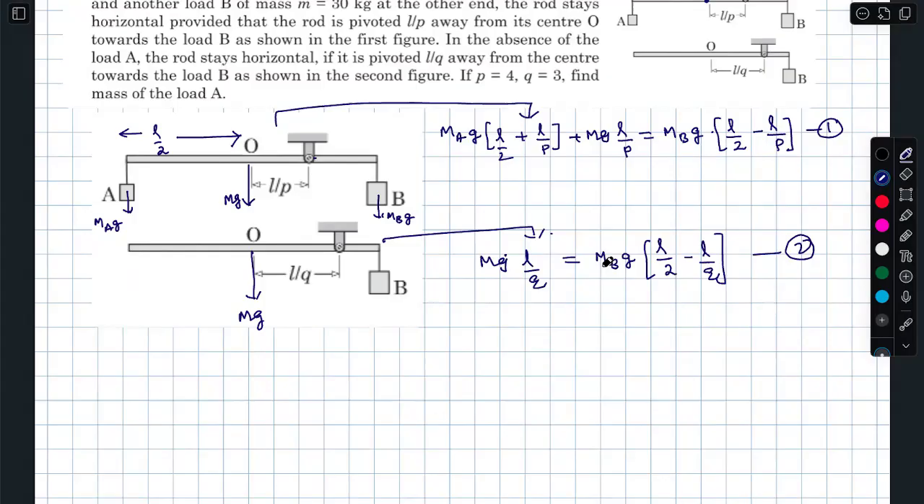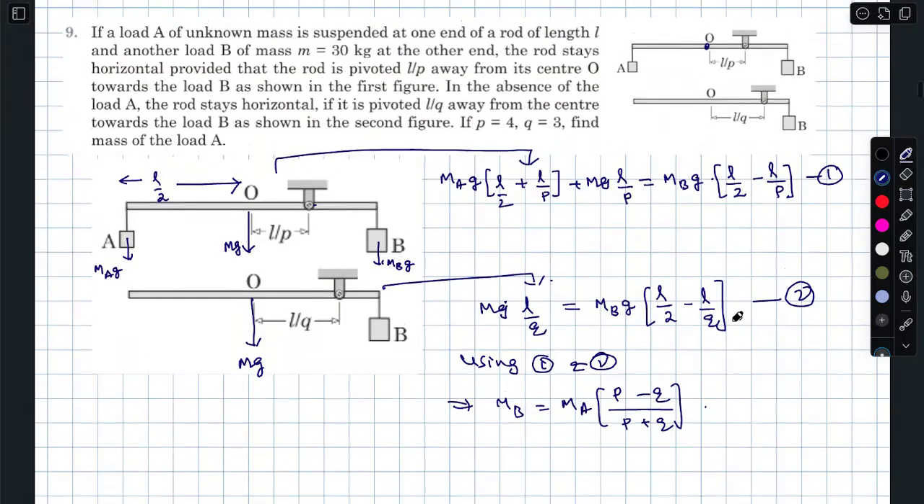Now you can see here, by equation 1 and equation 2, just solve these two equations. The only thing you don't want is the mgL term. By solving these two, you can get a relation: MB is equal to MA times something. We have done this question earlier with P plus Q. They have given the terms for P and Q. Find the mass of load A. That's all. Any doubts? It is also a simple question, actually. Right. Just stop here.